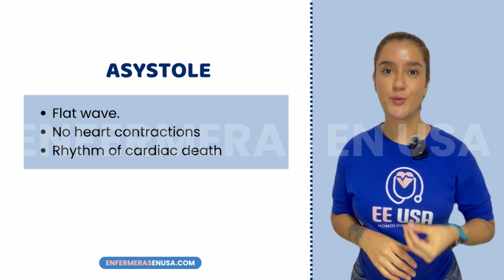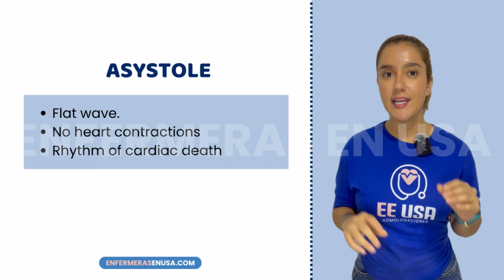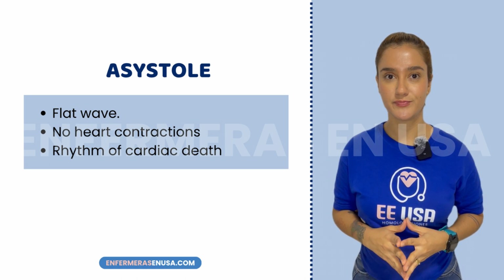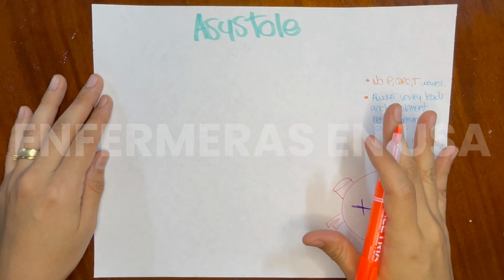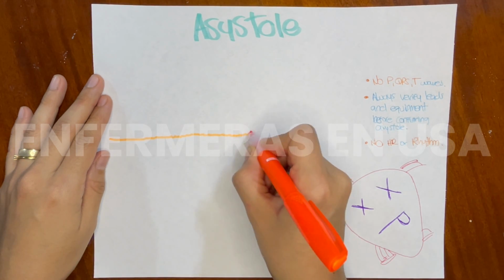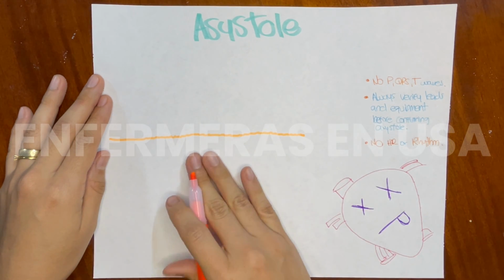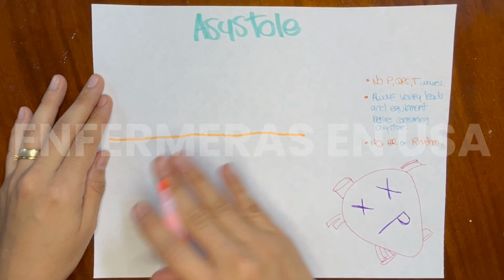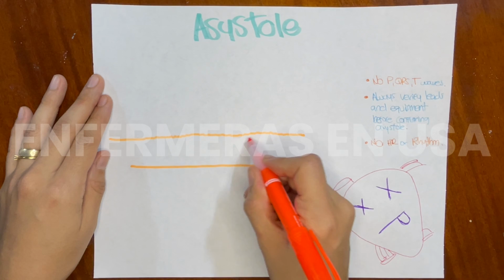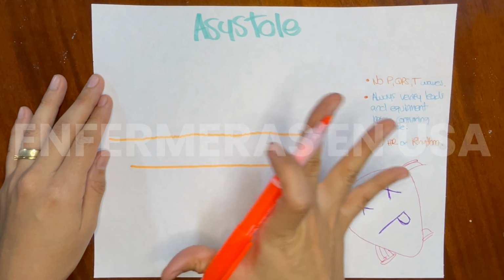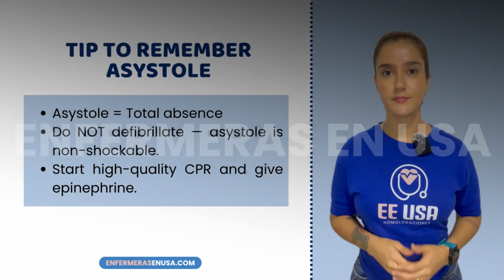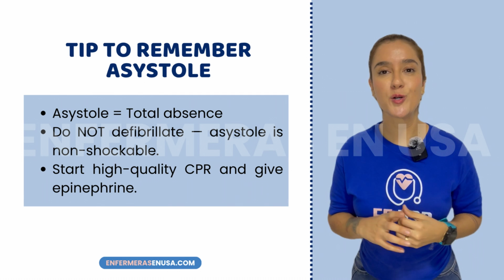Finally, we reach asystole, also known as the flat line. This is the reading of cardiac death when there's no electrical activity or heart contraction. Visualizing asystole. Picture a completely straight line on the monitor. No peaks, no waves, just electrical silence. Key characteristics: no P, QRS, or T waves. A completely flat line or small baseline oscillations, but always verify the wave amplitude before confirming the rhythm. No rate and no rhythm. Remember, asystole equals total absence.